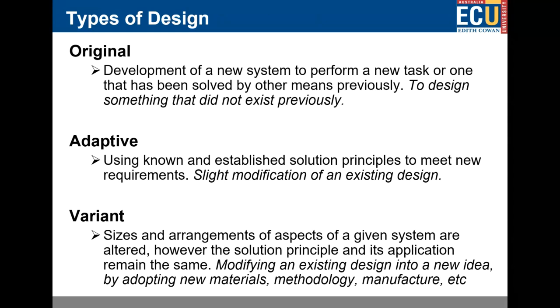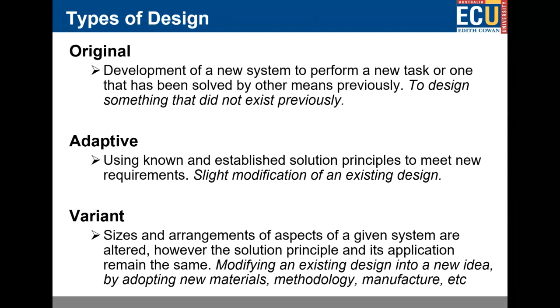An example of an original design would maybe be like the first clock ever to exist. Okay. Adaptive designs, so these are using known and established solution principles to meet new requirements. Okay, these are a slight modification of an existing design. So generally there's a lot of cross-pollination of designs or technology when it comes to adaptive design. So it's taking one thing and applying it to another. And so an adaptive design example of that would be converting that mechanical clock that you had before into a wristwatch. So it's existing technology of that timepiece, but then what you're doing is you're adapting it to a smaller scale, so it's such that it fits on your wrist as a watch, and so then it becomes a whole new product on its own.